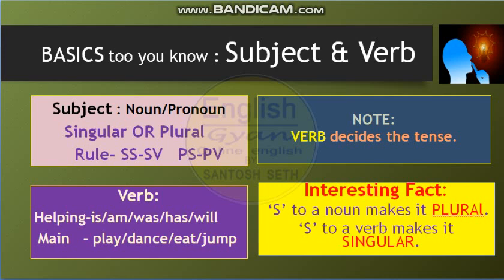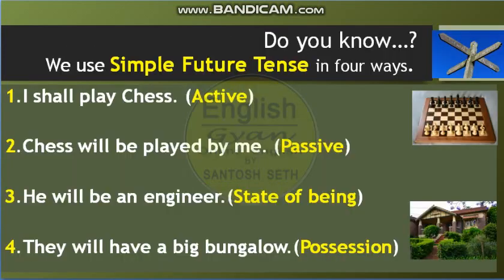So now it is time to start the structures of different forms of simple future tense. But once again, just see the examples here. I shall play chess. This is active voice, and chess will be played by me, passive voice. You can see the difference. With I, I have used shall, but when the object, chess, has become the subject, I have used will. So it is all according to subject-verb agreement.